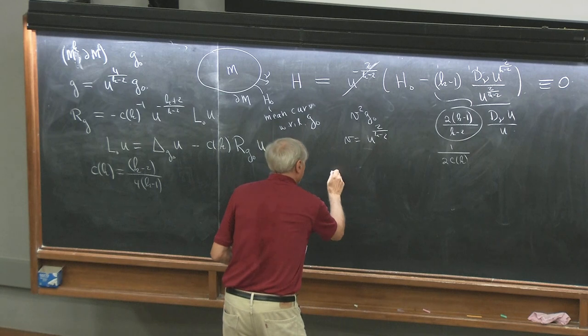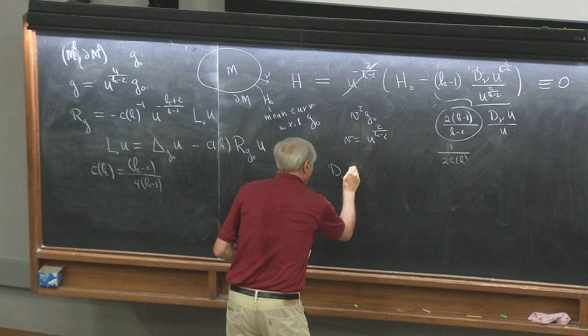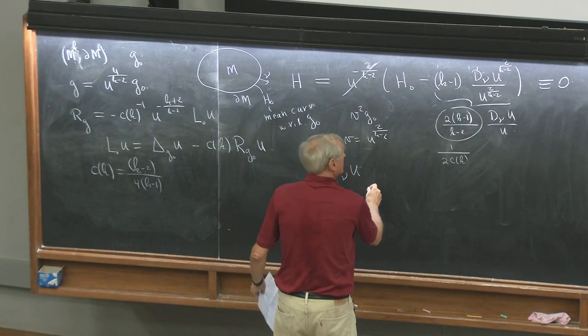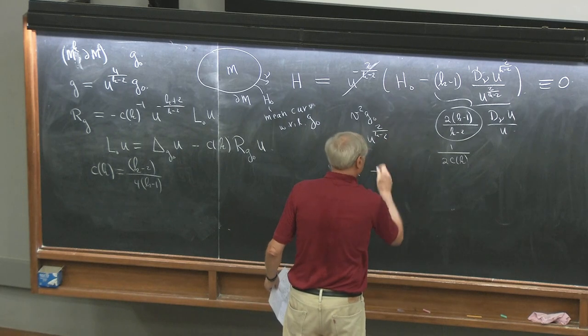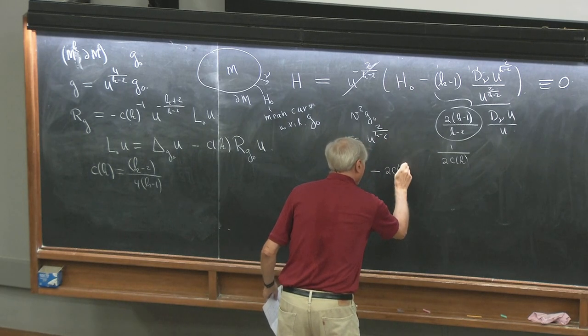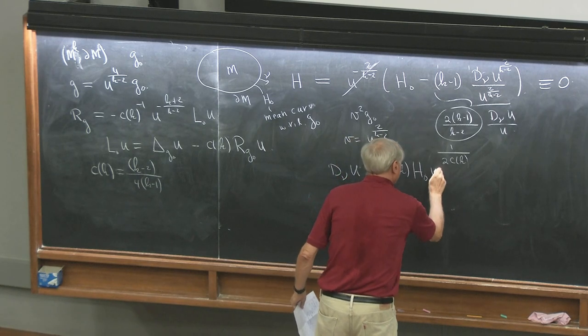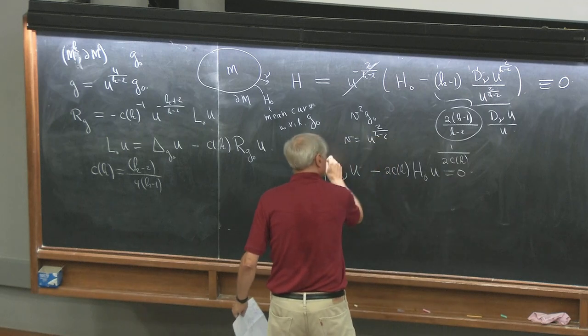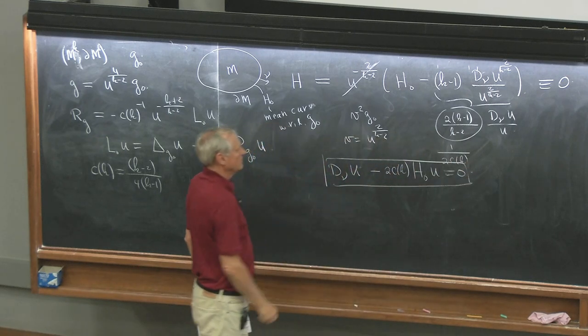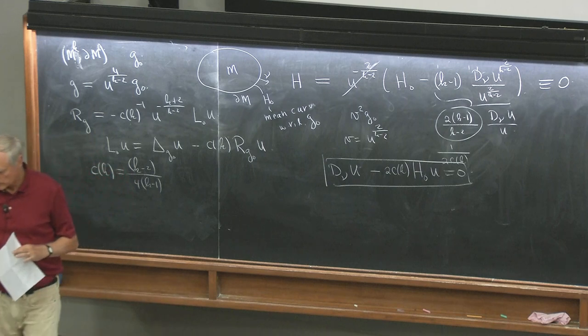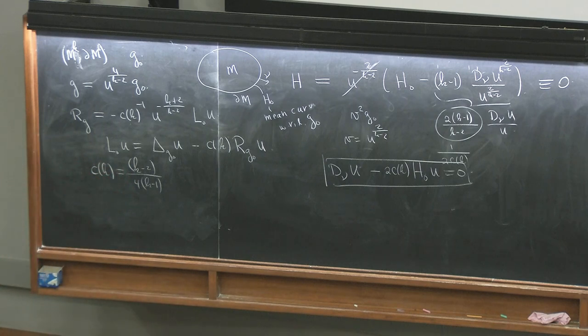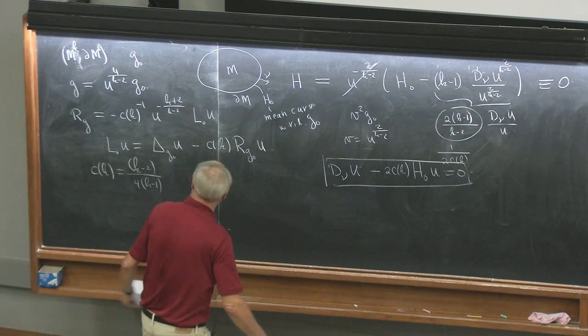And so if this is 0, then I can forget that part, and it's just a linear boundary condition. So the linear boundary condition is the normal derivative of u minus, and I'll multiply through by 2 c of k, times the background mean curvature H naught, and then times u is 0. And so the condition that I impose 0 mean curvature on the boundary is a linear boundary condition. So that's a good boundary condition from the point of view of eigenvalue problems, if you like. All right. It's a nice linear boundary condition.